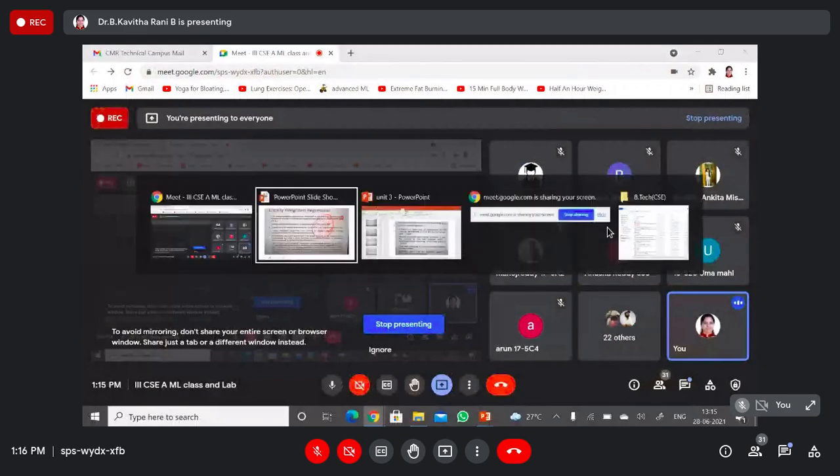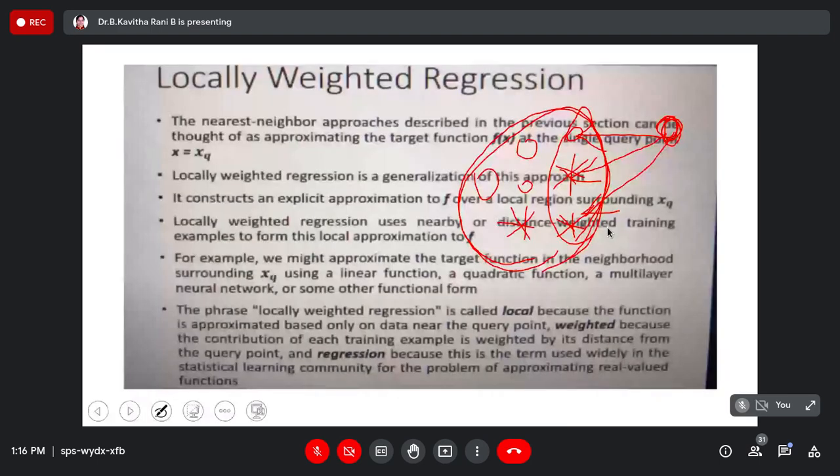Now what it will do: the nearest neighbors' output is assigned to the new instance. So which class does the new instance belong to? Star class. Why? Because if you see these nearest neighbors, one is circle and the others are star. So the new instance belongs to the star class. In this way, the new instance is compared with the nearest neighbors. If it is comparing with the nearest neighbors, then it is called locally weighted regression.